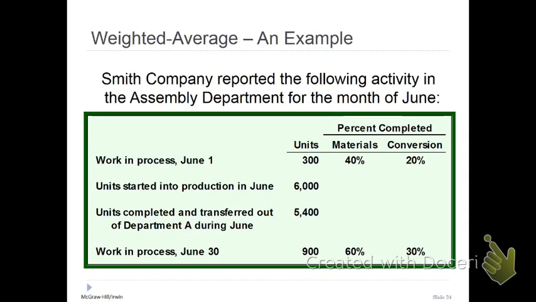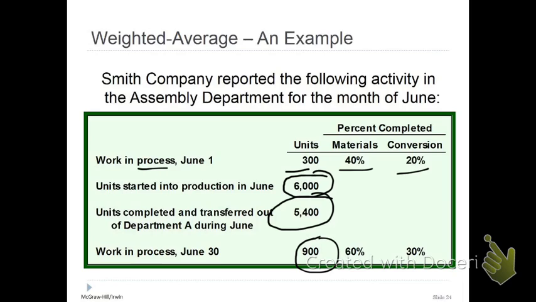So now notice what's going to happen, and this is an example that we're going to be talking about here. They reported the following for the month of June, and this is very common for the types of items I'd give you on an exam, on a quiz, what have you. What's the work in process at the beginning, and how far complete was it? How many units were started? How many units were completed and transferred out? How many units are left? And how complete are they?